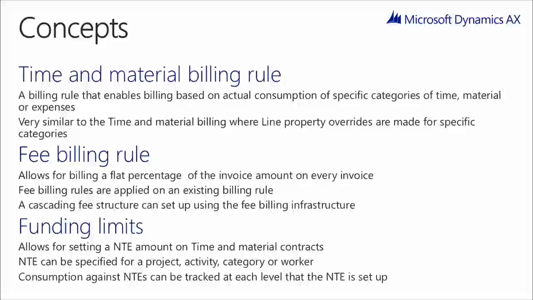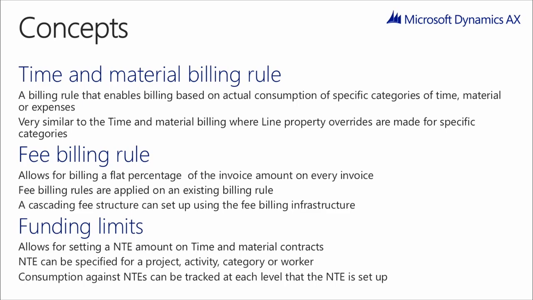In the case of a time and material billing rule, it's a billing rule that enables billing based on actual consumption, but then you can also set up chargeable categories. The setup of chargeable categories is very similar to the line property setup for categories. Fee billing rule. This billing rule allows for setup of an add-on fee on your contract bills. Any invoice that you generate can take a flat rate or a percentage rate of the invoice amount, and fee billing rules are applicable for time and material, and can be added on top of time and material billing rules.